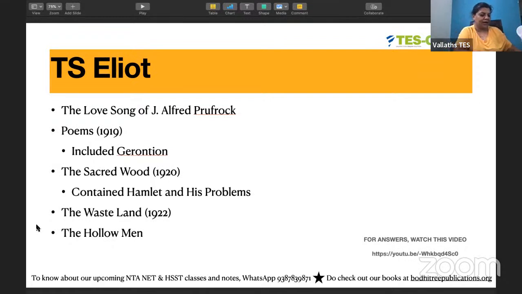Next, what are his important works? T.S. Eliot's important works: The Love Song of J. Alfred Prufrock. In his 1919 collection, Poems, there is the poem Gerontion. In 1920 came The Sacred Wood. It contained the famous essay, Hamlet and His Problems.